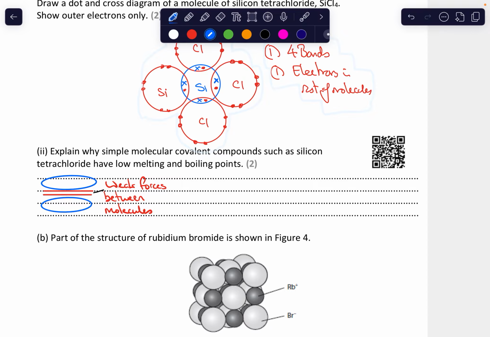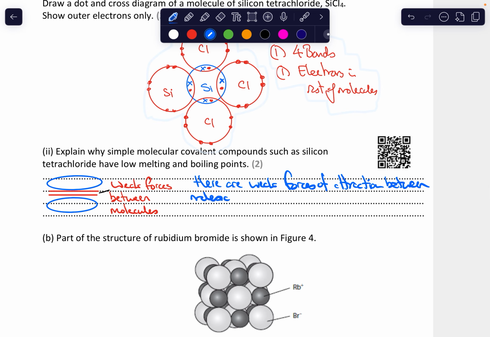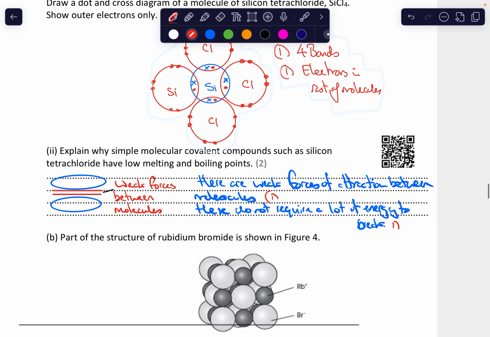So why do they have low melting and boiling points? Because there are weak forces of attraction between molecules. And then we need to finish it off by saying these do not require a lot of energy to break, and that's why the melting point is low. In terms of marks, you're going to get a mark for that bit and a mark for that part.